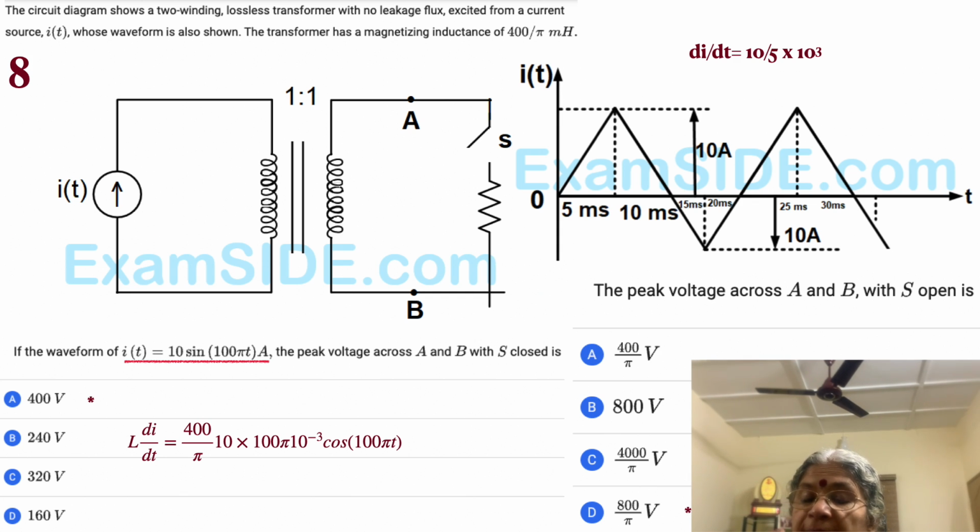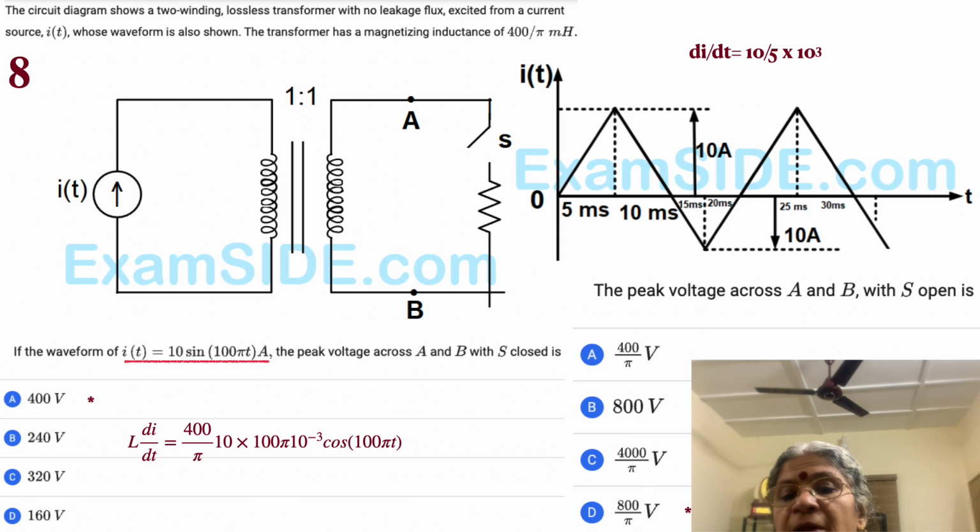And 10 occurs over 5 milliseconds, so di by dt is equal to 10 by 5 into 10 raised to 3, since milliseconds is 10 raised to minus 3. That is going to be di by dt. This you have to multiply by L, because L di by dt is still true.